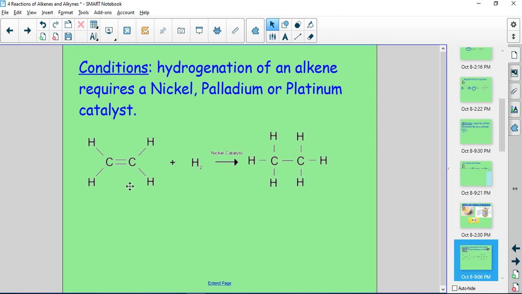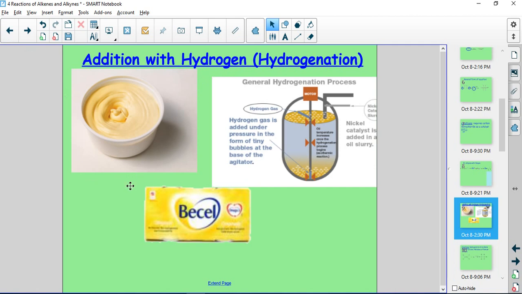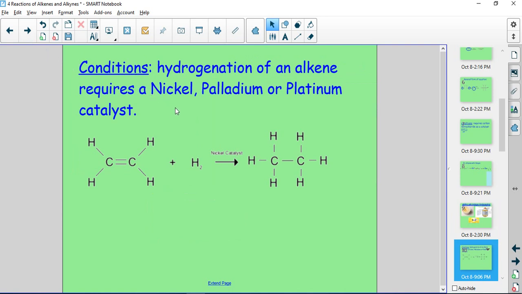So an unsaturated hydrocarbon, say an unsaturated oil at room temperature, can be turned into something like margarine, solid at room temperature, if you hydrogenate it. So hydrogenation takes place when you have an unsaturated hydrocarbon like this ethene reacted with hydrogen gas. You bubble some hydrogen gas through a large vat with a catalyst, nickel, palladium, or platinum. And that allows for this unsaturated hydrocarbon to become saturated.